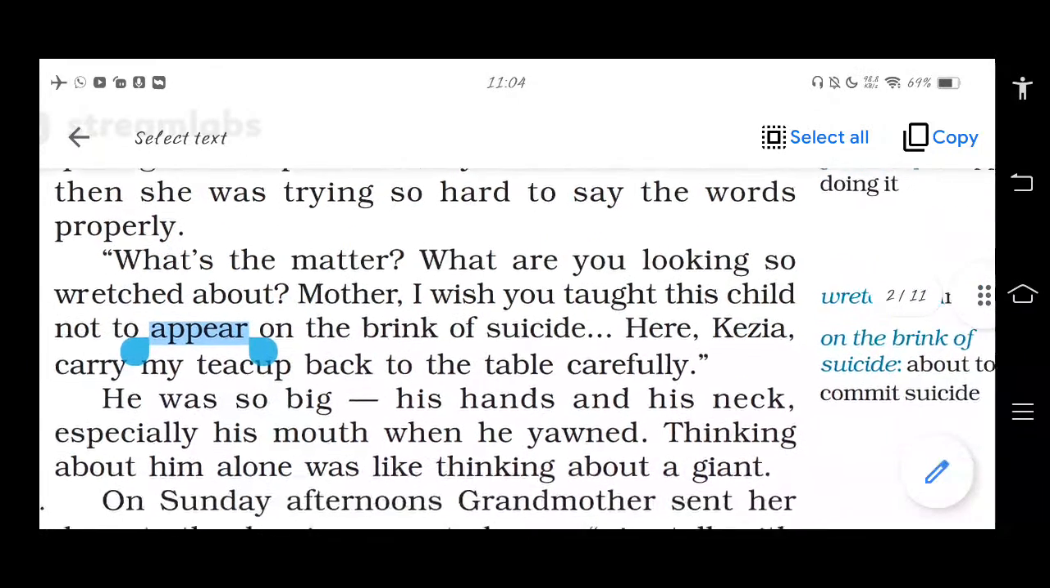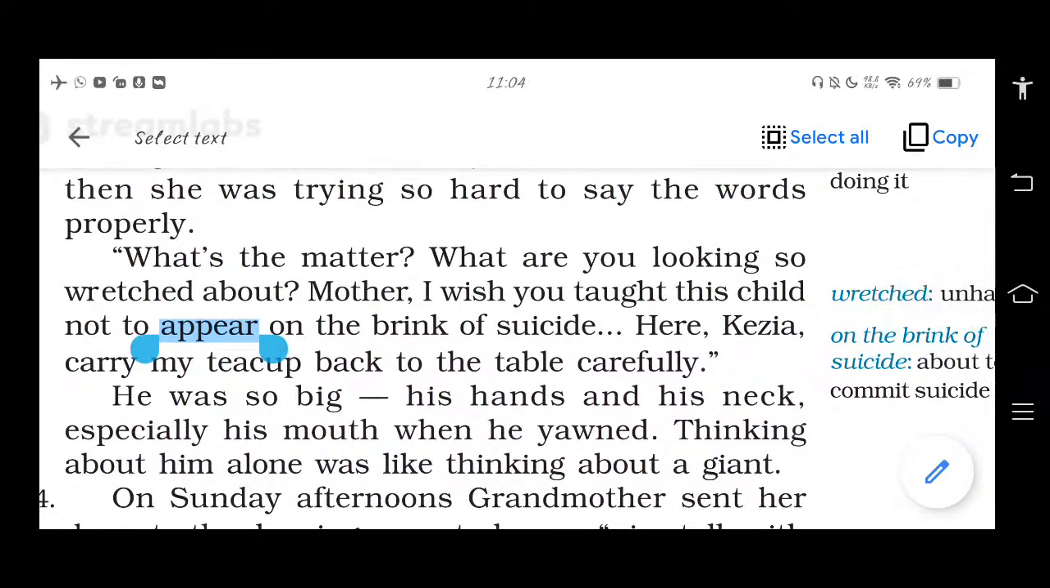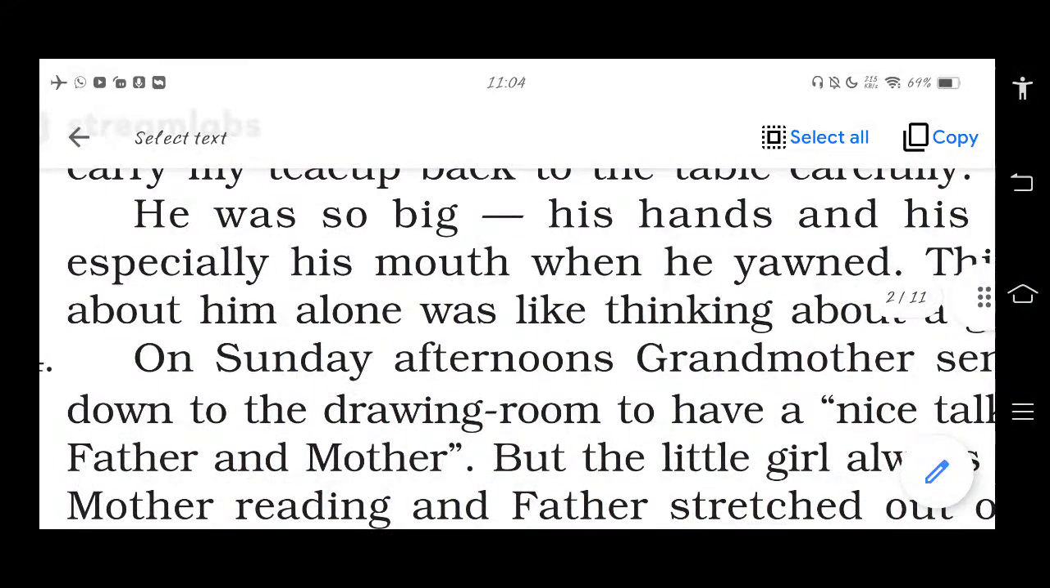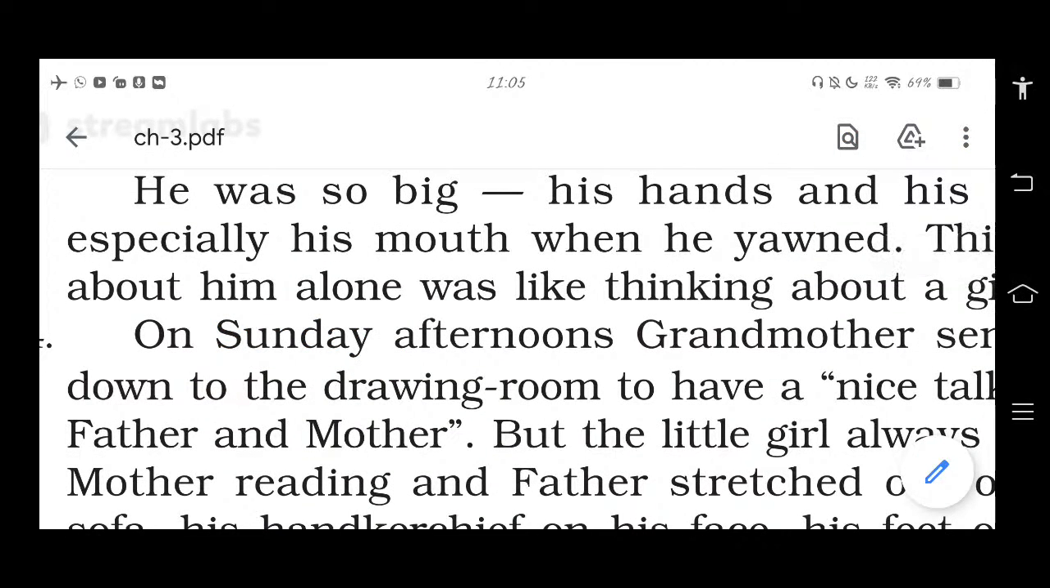Right, the brink of the suicide had Kezia carry my teacup back to the table carefully. He was so huge. Can anybody say what does "he" refer to? In this part I have selected "he." What does he refer to? He refers to nothing but her father, the girl's father. Right, he was so big.